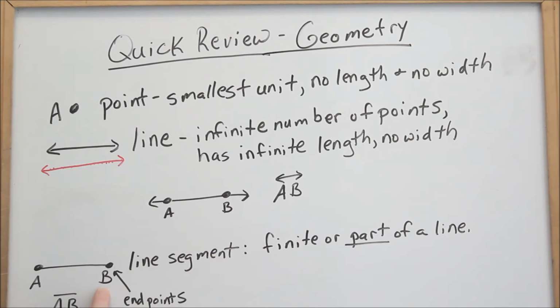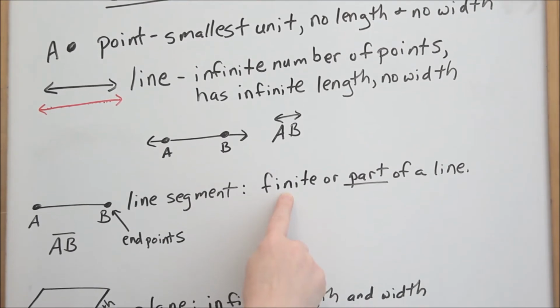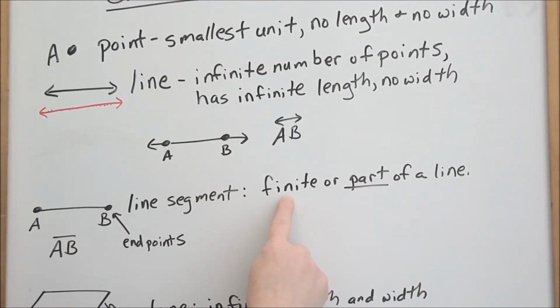Then you can have a line segment. You can have part of the line, or a finite part. If infinite means going on forever, finite means there is an end to it. So a line segment is a finite part of a line. So this is a line segment, it starts at A and it stops at B. It has a definite starting and stopping place, and those points are called endpoints.